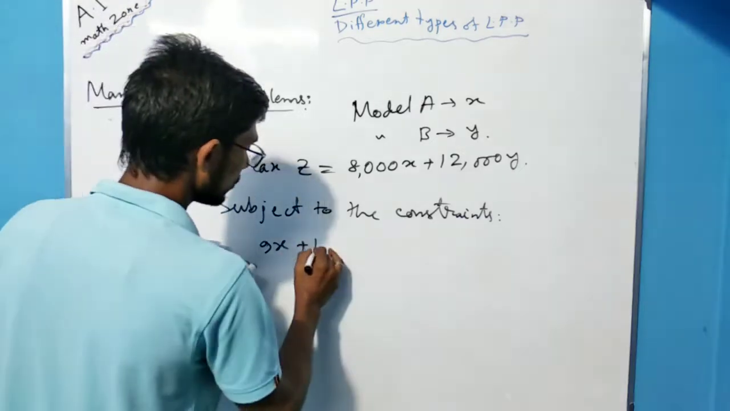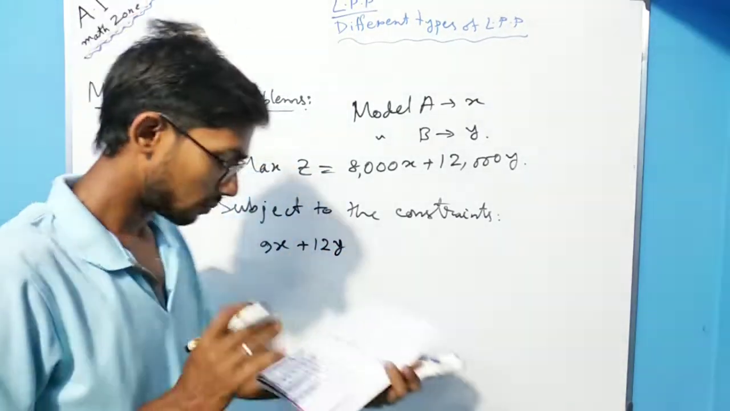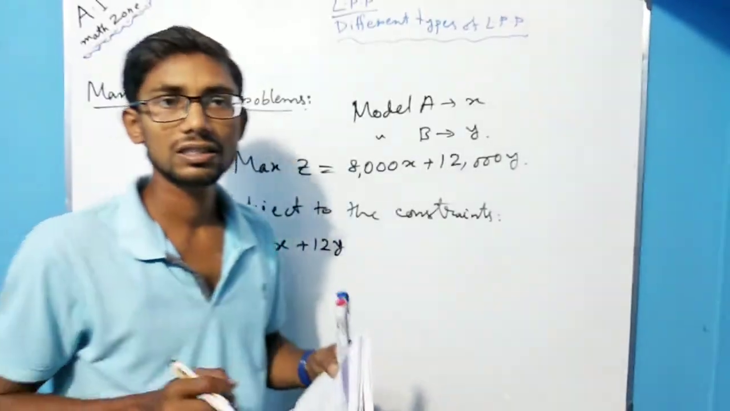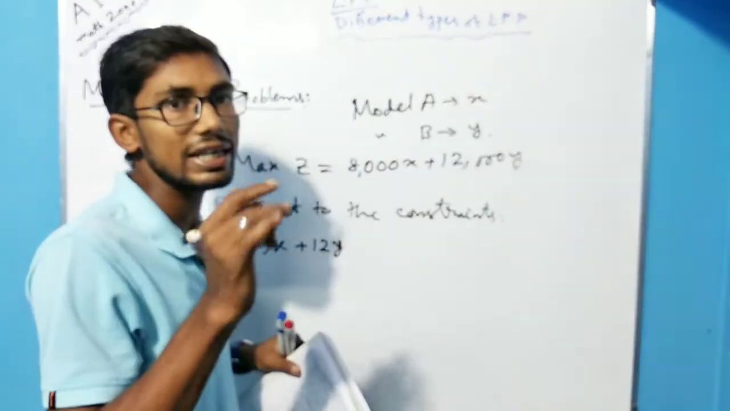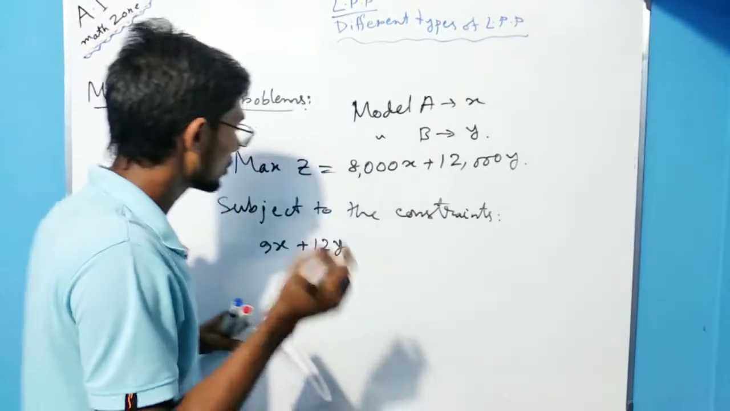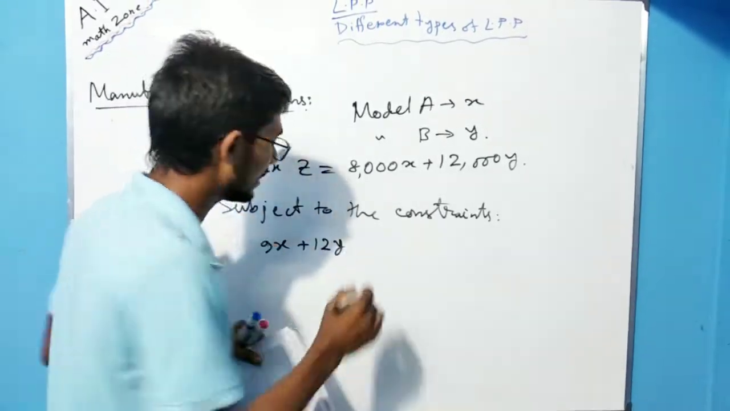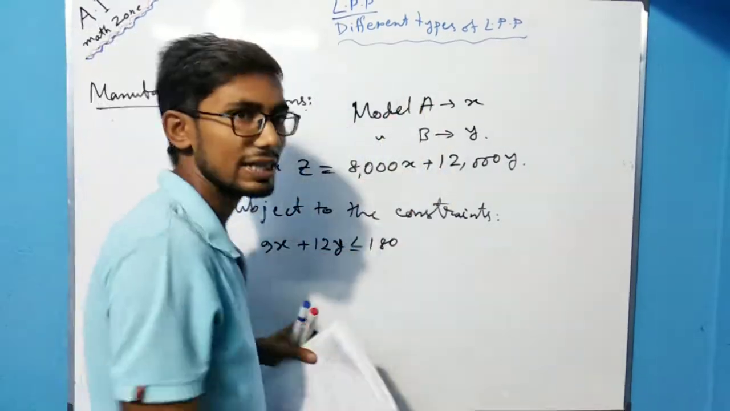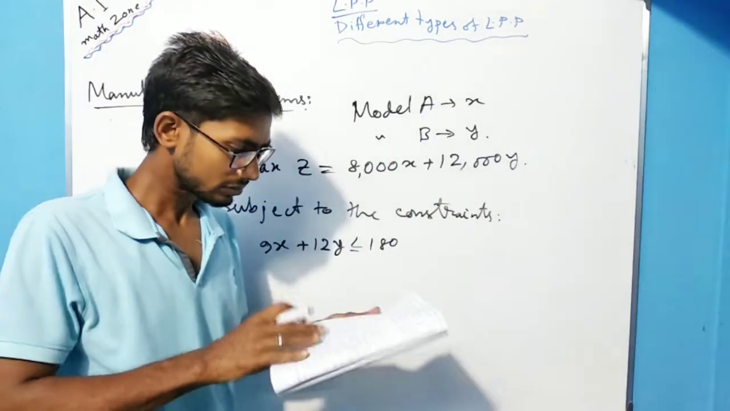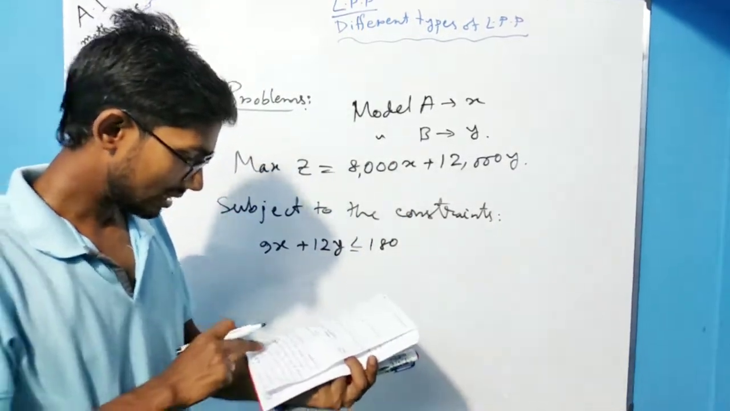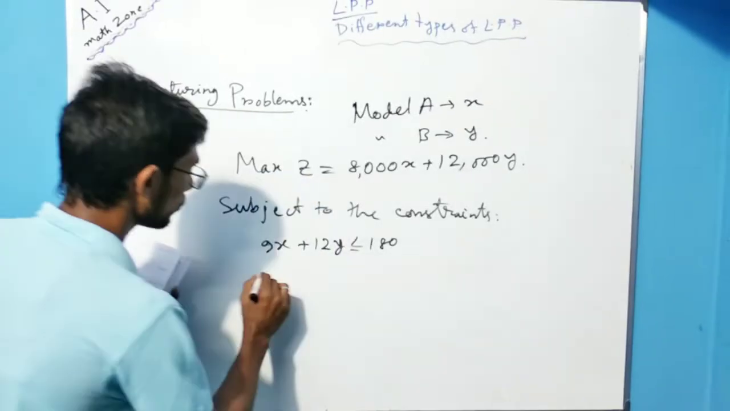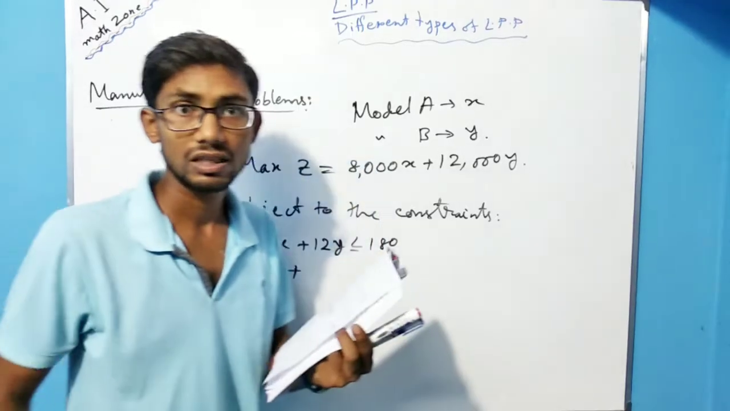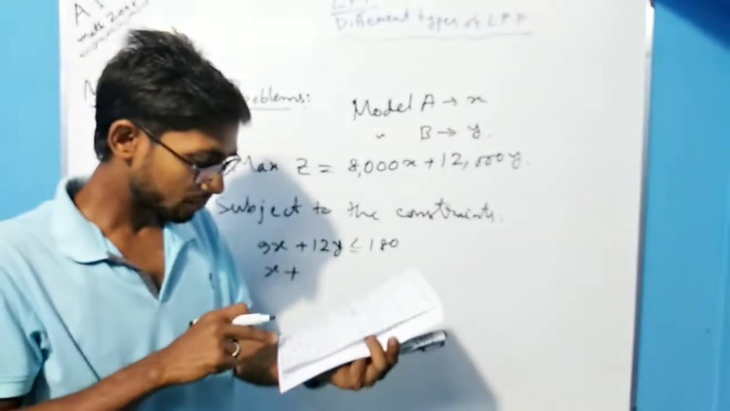सो प्लस 12y, राइट? और फैब्रिकेटिंग के लिए अवेलेबल लेबर आवर्स कितना है? फैब्रिकेटिंग के लिए अवेलेबल लेबर आवर्स है 180। सो 180 को तो एक्सीड नहीं कर सकता है, राइट, क्योंकि यहाँ पर अवेलेबल लेबर आवर्स 180 है। सो दिस इज लेस दैन और इक्वल्स टू 180। फॉर मॉडल ए फिनिशिंग के लिए कितना लेबर आवर मांगता है? फिनिशिंग के लिए यहाँ पर 1 लेबर आवर, राइट। सो फॉर मॉडल ए x प्लस, और फॉर मॉडल बी फिनिशिंग के लिए कितना लेबर आवर चाहिए?